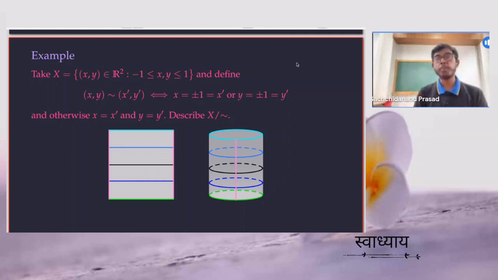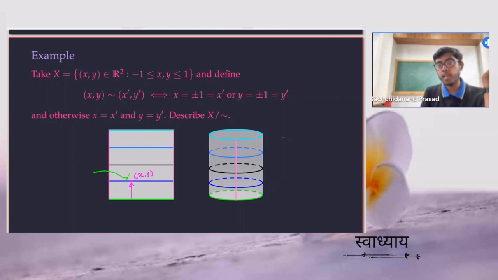So do we have a map? Yes, we have a map. So how do I define a map here? I take any line. How do I describe this line? I can describe it with three parameters: x and y, of course, and this height. Okay, this height will determine which circle it maps to.